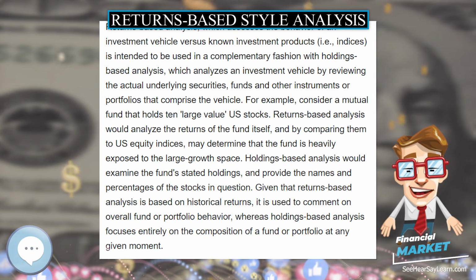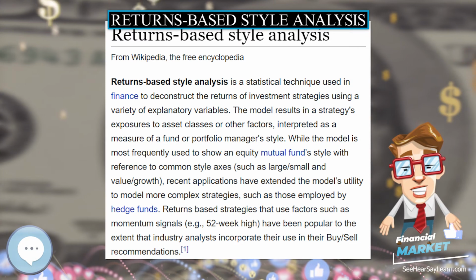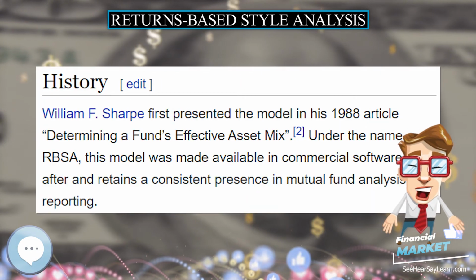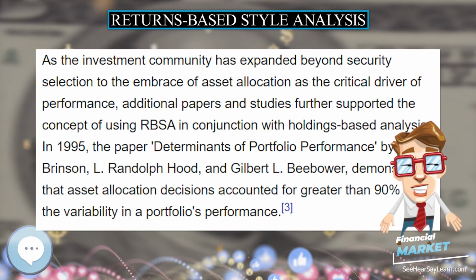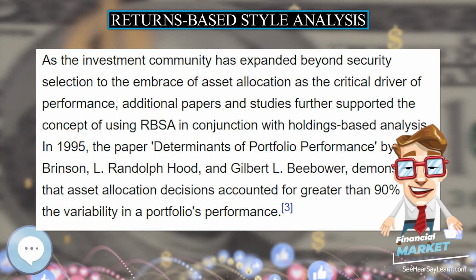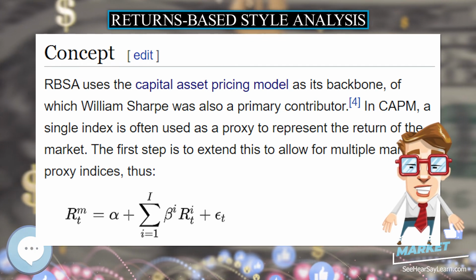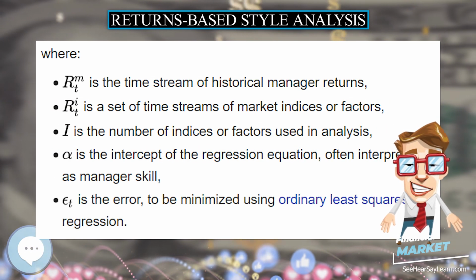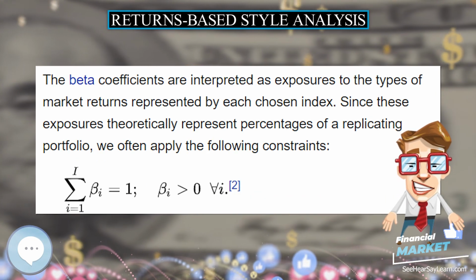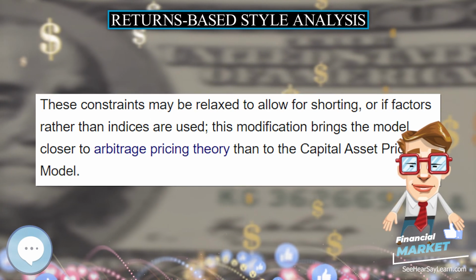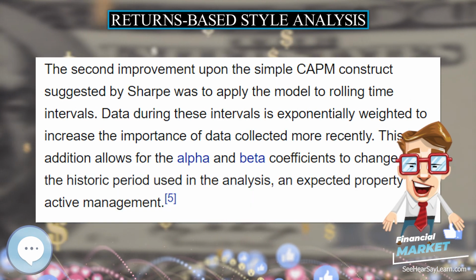For example, consider a mutual fund that holds 10 large-value U.S. stocks. Returns-based analysis would analyze the returns of the fund itself, and by comparing them to U.S. equity indices, may determine that the fund is heavily exposed to the large growth space. Holdings-based analysis would examine the fund's stated holdings, and provide the names and percentages of the stocks in question. Given that returns-based analysis is based on historical returns, it is used to comment on overall fund or portfolio behavior, whereas holdings-based analysis focuses entirely on the composition of a fund or portfolio at any given moment.